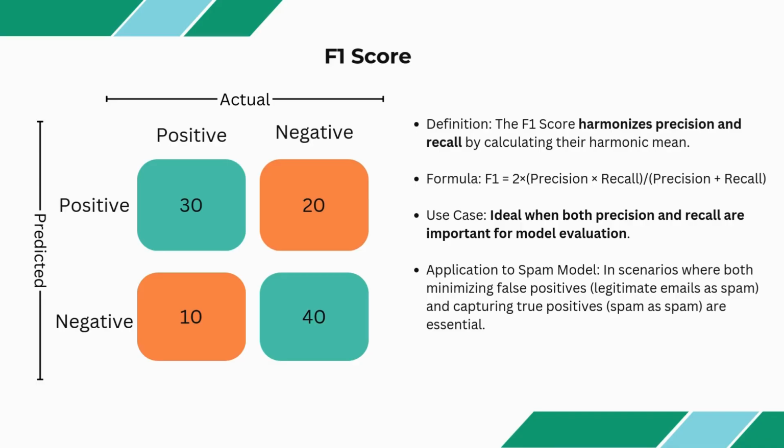An application to the spam model discussion: a scenario where both minimizing false positives and capturing true positives are essential. However, as we discussed earlier, trying to increase precision may decrease your recall and vice versa. So it is very, very difficult to achieve a high F1 score. But if you want to consider both precision and recall, and if you want to balance it out, then you may try to evaluate F1 score.